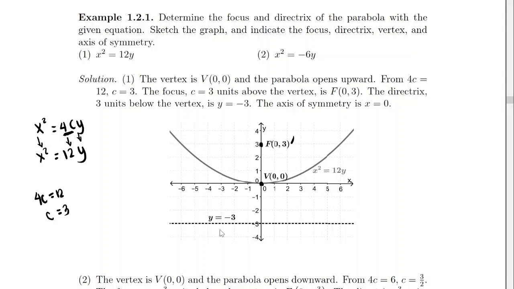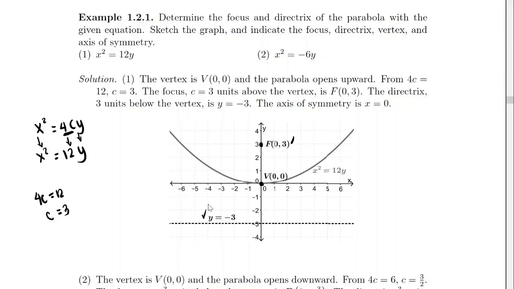Also, we can use the value of c to find the directrix of the parabola. That is 3 units below the vertex. So 1, 2, 3. This is y equal to negative 3. So that is the directrix of the parabola.